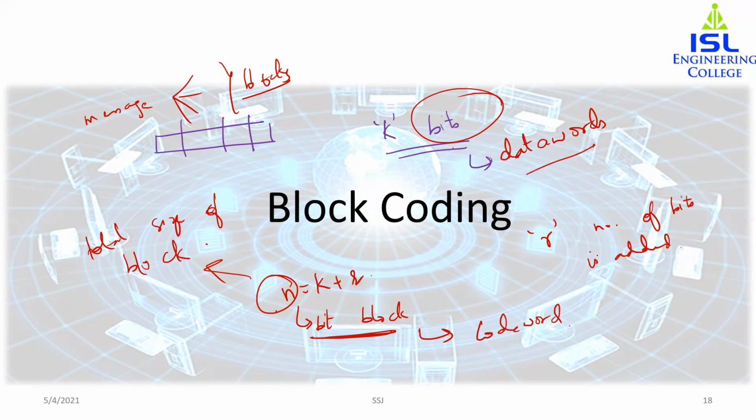Then we add r number of bits. R is the redundant bits or extra bits which are added, and now the block becomes of size n. N is equal to k plus r, and that n bit block, n is the total size of the block, becomes known by the term code word. So now, how are we adding the r bits, or how are we calculating which r bits to be added? That we will discuss next.